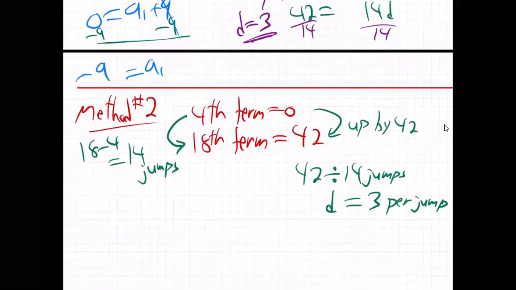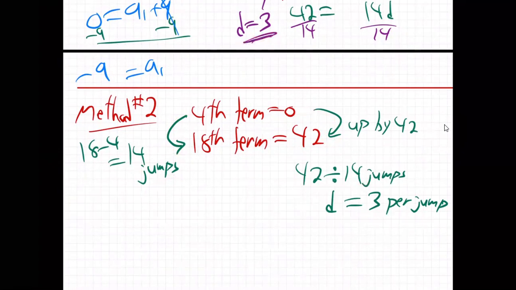That's how you get the d right away. You can say, look, it's going up 3 per jump. How do we know? Because it went up 42, from 0 to 42, in 18 minus 4, 14 jumps. So going up by 42 in 14 jumps, that's 3 per jump. That's your d. Just get it that way.